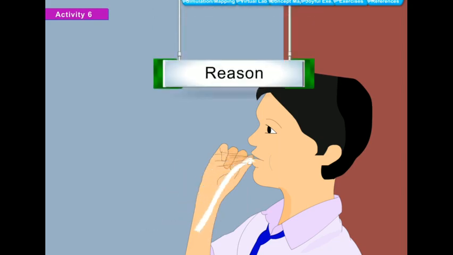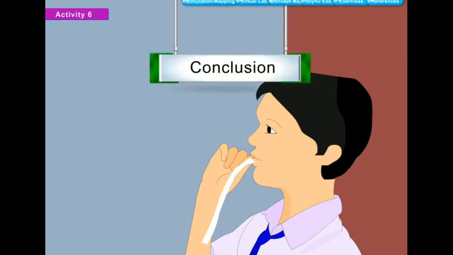Reason: when we blow air over the surface of a paper strip, the fast-moving air creates a region of low air pressure above the paper strip. The air pressure below the paper strip, being higher, pushes the paper strip upward and lifts it up. Conclusion: high-speed air or wind is accompanied by a reduced air pressure.